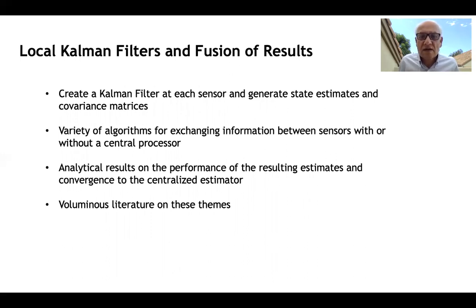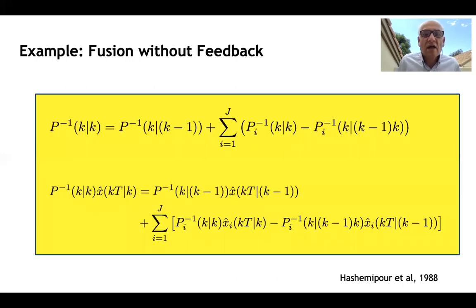And there are analytical results on performance of the resulting estimates, convergence of the estimator, etc. And again, there is a huge body of literature. I've shown you a few already. So here is an example of the kind of algorithms that come about. And this is the old Hashemipour paper from the Transactions.